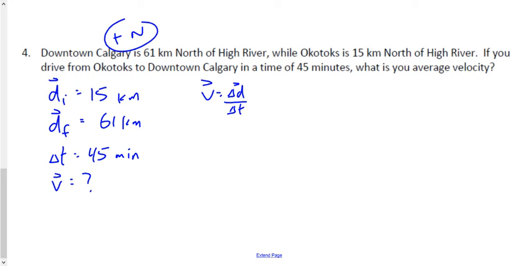I think I will convert. Yeah, I think kilometers per hour sounds better to me. It's no more right, but it sounds better to me. So I think I'm going to convert this to hours. 45 divided by 60 gives me 0.75 hours. How many people did convert when they did this question? Okay, how many people left it in kilometers and minutes? Okay, either way.